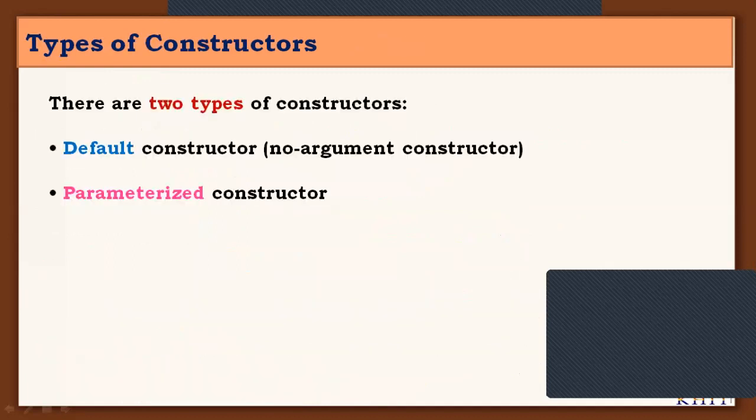Next one. Types of constructors. There are two types of constructors here: default constructor and parameterized constructor. A default constructor is nothing but a constructor with no arguments, and a parameterized constructor is nothing but a constructor with arguments. We will see them one by one.